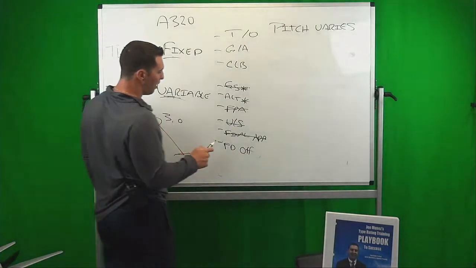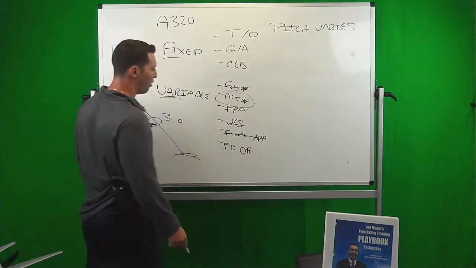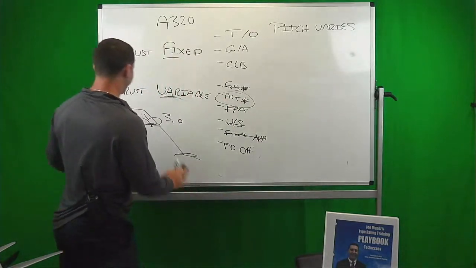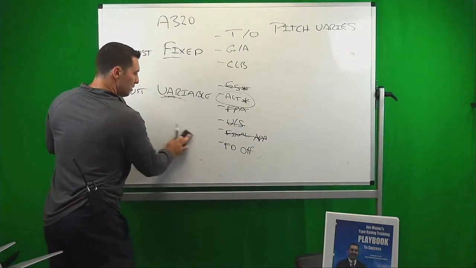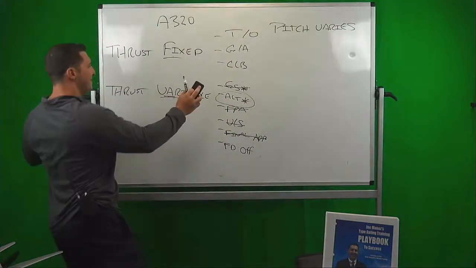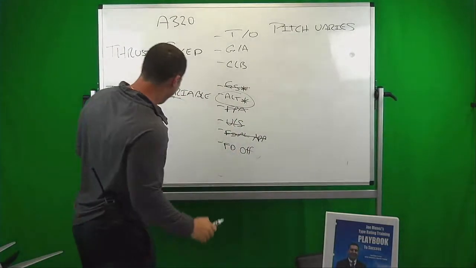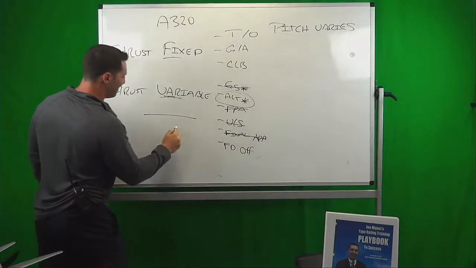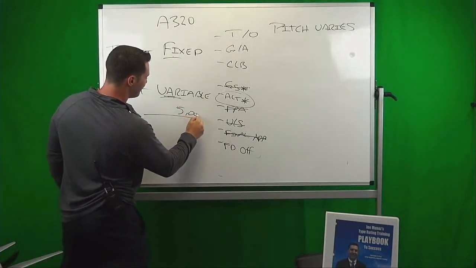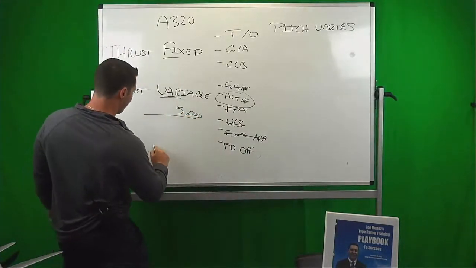Now, the one that a lot of people don't understand is this one, OutStar. So let's talk about OutStar now. Okay, so here we are. Let's say the altitude is 5,000 feet, and we're climbing.